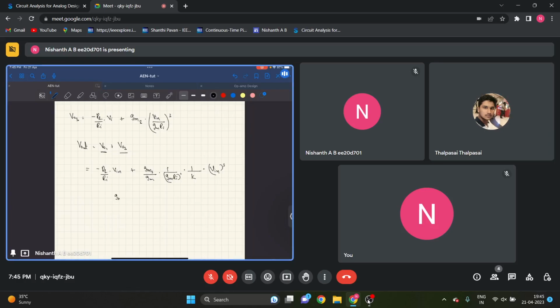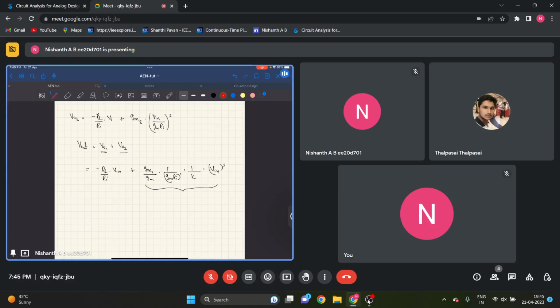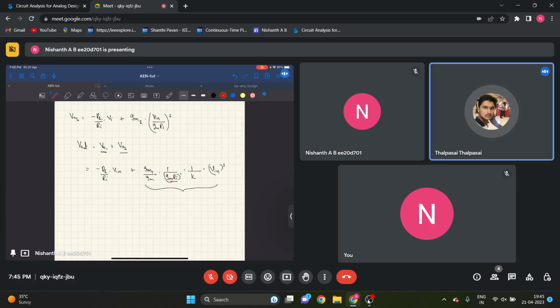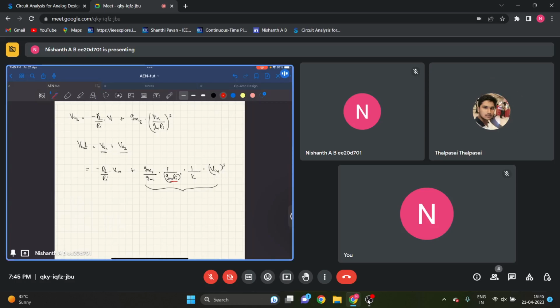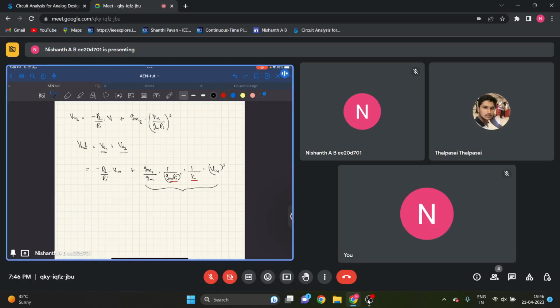Let's check the dimensions. Does Gm3 have any dimensions? Gm Ri doesn't have any dimensions, right? K also doesn't have any dimension. Gm3 will also get cancelled. Sorry, sir, what is Gm3? Just a second, I lost power. I'll get back to you. I'll log in again.